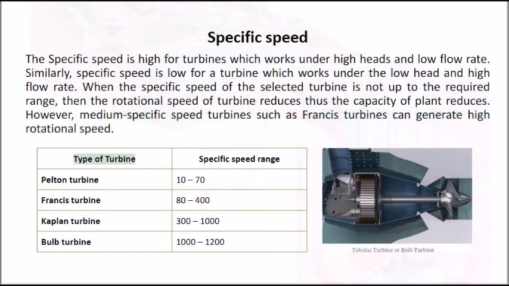Type of turbine, specific speed range. Pelton turbine, 10 to 70. Francis turbine, 84 to 400. Kaplan turbine, 300 to 1,000. Bulb turbine, 1200.